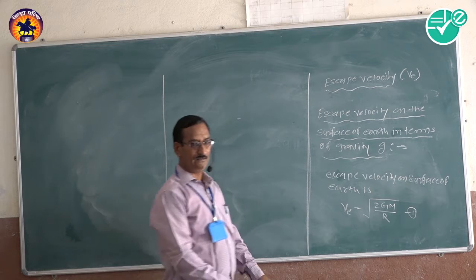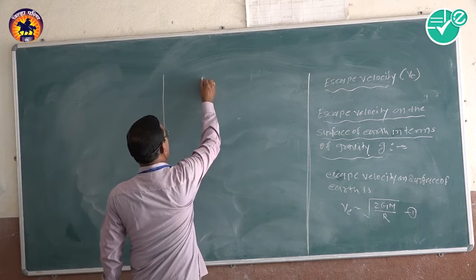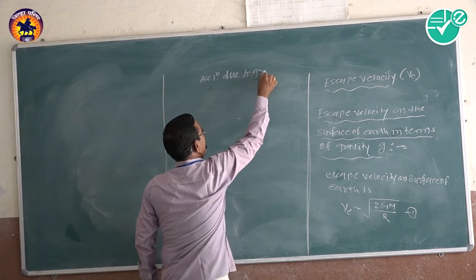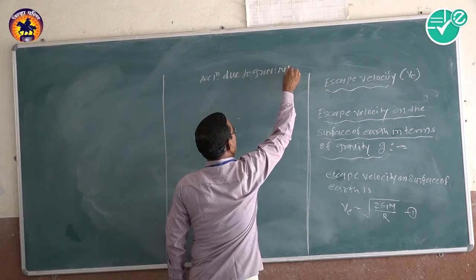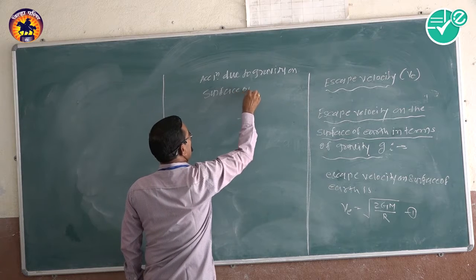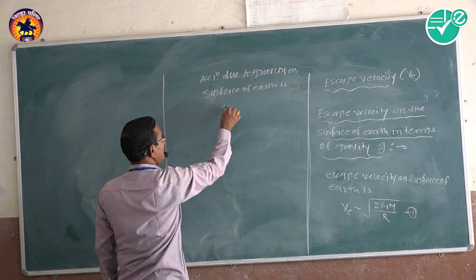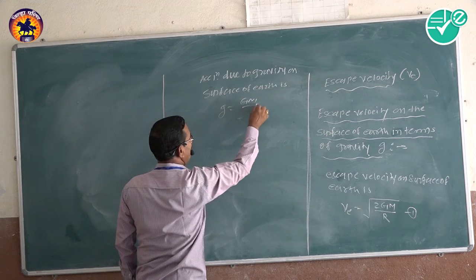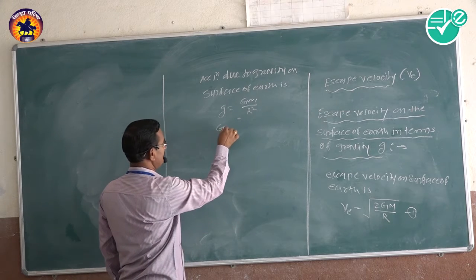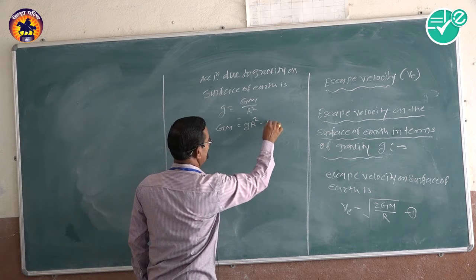That is equation 1. Again, we have to know that acceleration due to gravity on the surface of Earth is, that is small g is equal to G capital M by R square. Then simplify this equation, that is GM is equal to g R square, that is equation 2.